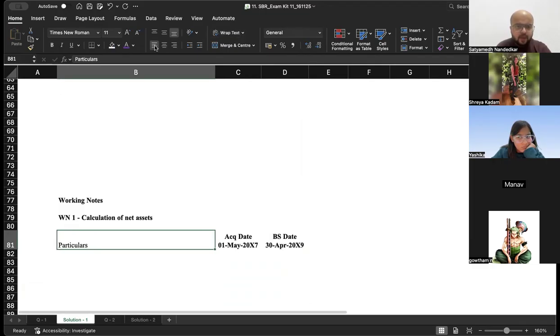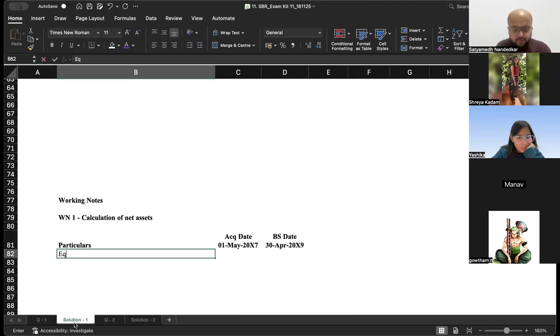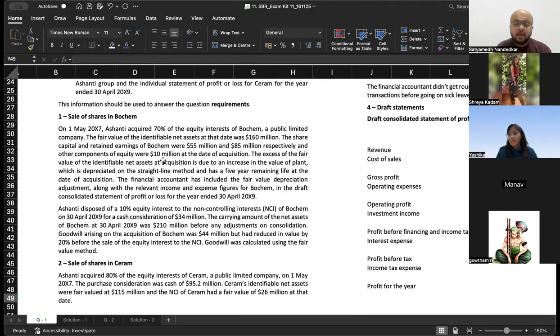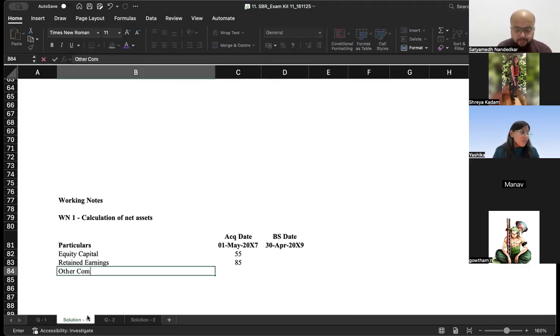Now, luckily for us, we do have information. We have the breakup on acquisition date: equity capital, retained earnings 55, 85. Then there are other components of equity, 10 million. This is already there.